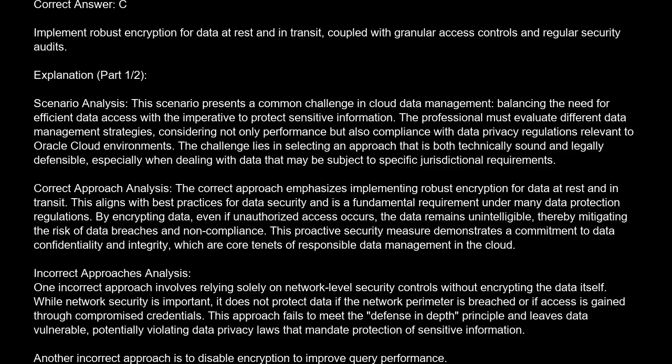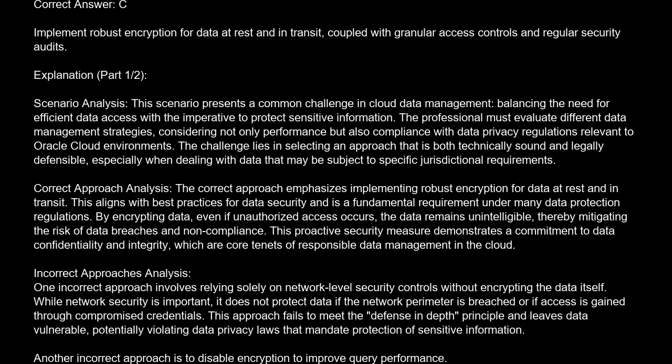Correct approach analysis. The correct approach emphasizes implementing robust encryption for data at rest and in transit. This aligns with best practices for data security and is a fundamental requirement under many data protection regulations. By encrypting data, even if unauthorized access occurs, the data remains unintelligible, thereby mitigating the risk of data breaches and non-compliance. This proactive security measure demonstrates a commitment to data confidentiality and integrity, which are core tenets of responsible data management in the cloud.